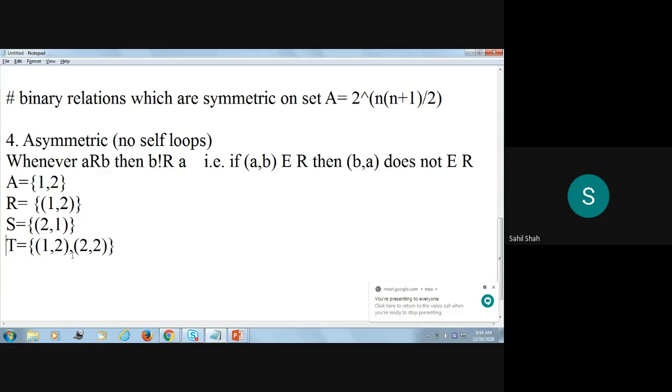So T is neither symmetric nor asymmetric. Are you getting? T is neither symmetric nor asymmetric. Why is it not symmetric? Because for 1, 2 I am not having 2 comma 1. Why is it not asymmetric? Because it is having self loop 2 comma 2, which should not be present as per the definition of asymmetry.